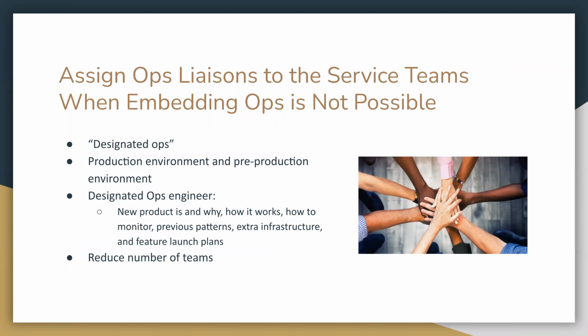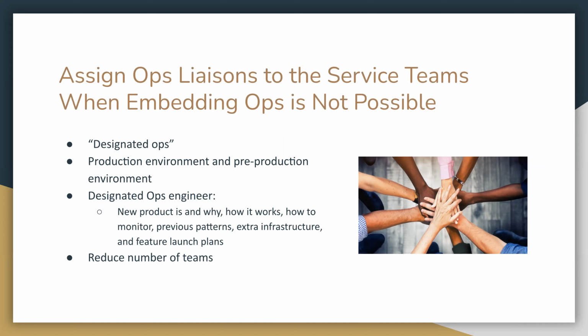Assigning an ops liaison to the service teams is an option when embedding ops is not possible. There are reasons why we can't embed an ops engineer in every product team, due to cost and scarcity, although you can still get the same benefits by assigning a liaison for each team. One model is called designated ops. It manages all environments, such as the production environment and pre-production environment.